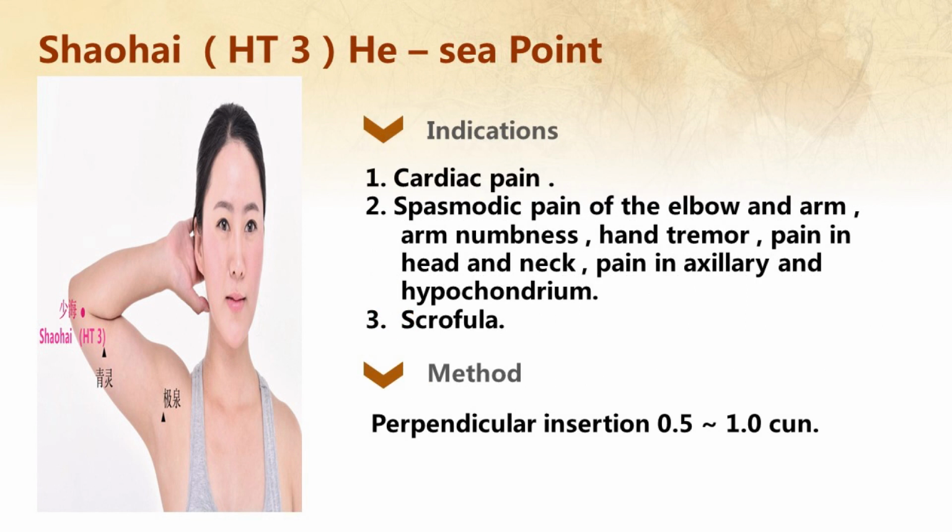The acupoint can cure cardiac pain, spasmodic pain of the elbow and arm, numbness, hand tremor, pain in the head and the neck, pain in the axilla and hypochondrium, and scrofula. The operation method of this acupoint is perpendicular insertion 0.5 to 1 cun.